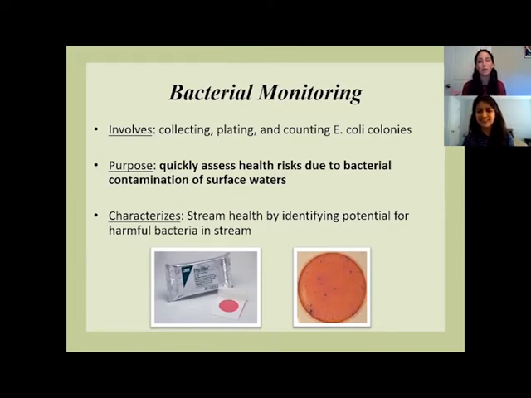We'll explain a little bit more about why we went with E. coli and why it is important to look at this. The whole point of this type of monitoring is to determine if there is bacterial contamination in your water that can lead to health risks or declining stream health. And E. coli is a very good indicator as to whether this kind of contamination is occurring.